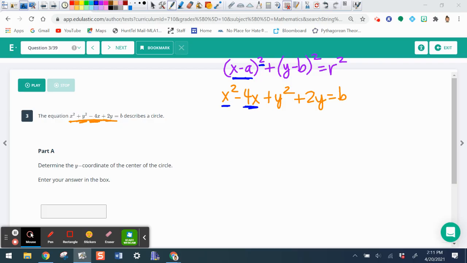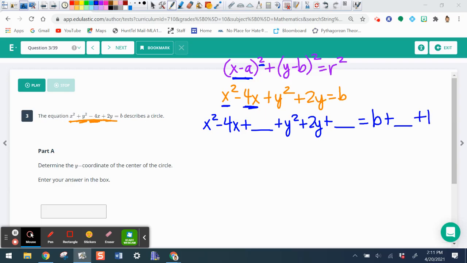So to perform this, we're going to bring down x squared minus 4x, and we'll write plus blank. We're going to literally complete a square, and then bring down the y squared plus 2y, and do the same thing here, write plus blank, because we actually need to create a perfect square trinomial for both the x term and the y term. And set it equal to b plus, and I'm going to show that whatever I add to this left side, I have to add to the right side as well. So whatever I write here, I'm going to put in this blank, and whatever I put here, I'm going to put in this blank.